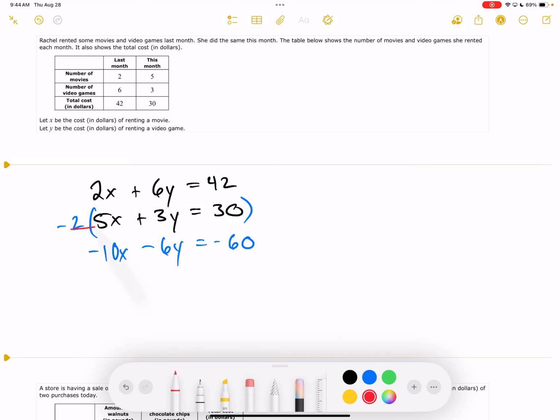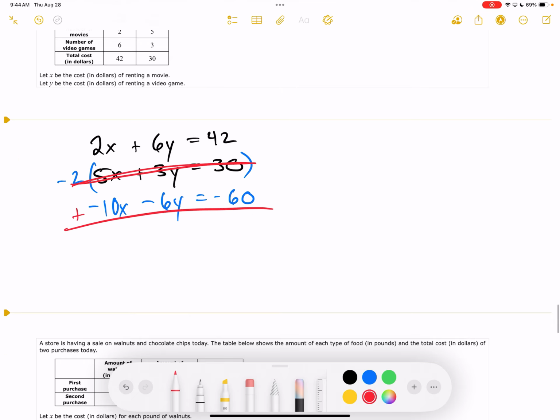All right, so I'm going to, again, add the top and the bottom, and I'm sorry that I write it like this. It just saves you a bunch of writing. You can just rewrite that if you don't like the look of that. But I'm adding the top and the bottom one. 2x minus 10x would be negative 8x. 6y, negative 6y cancels out. 42 minus 60 would be negative 18.